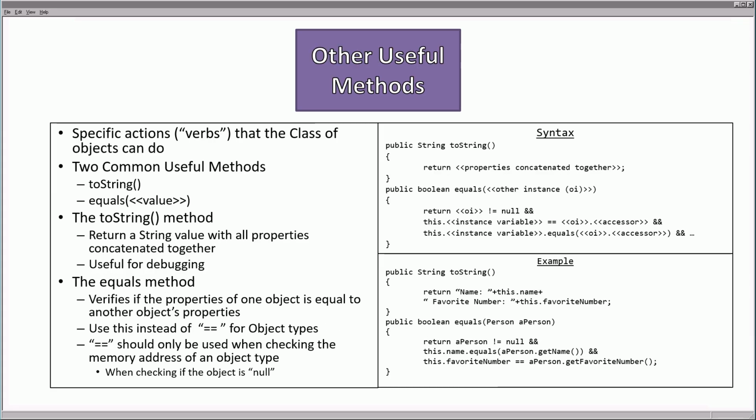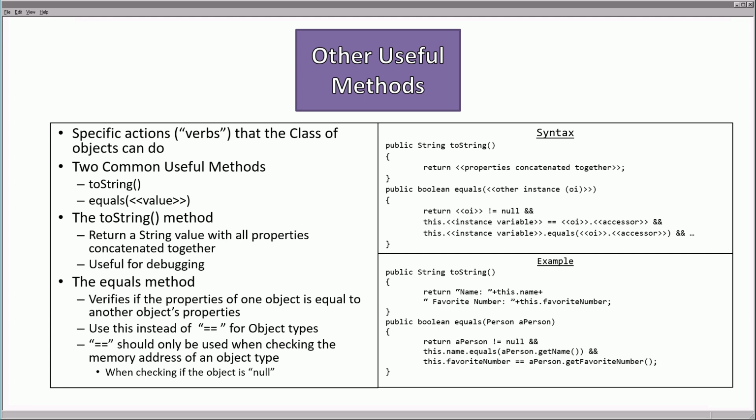Now we get to other useful methods. These are basically the actions, the verbs that are very specific to this kind of object. Now, putting a lot of these aside, there are two very common methods that are particularly useful, and one is called toString, and the other one is called equals. The toString method returns a string value with all of the properties in that object concatenated together. This is very useful to use while debugging. The equals method verifies if the properties of one object is equal to another object's properties.